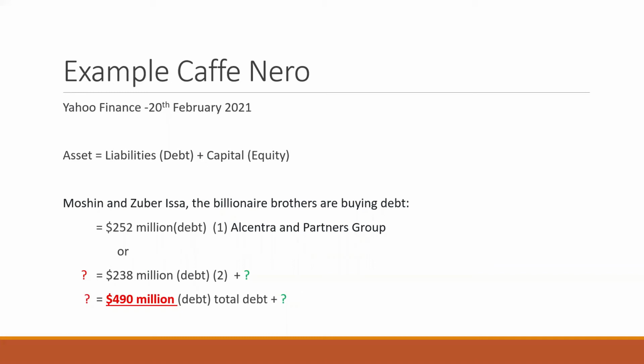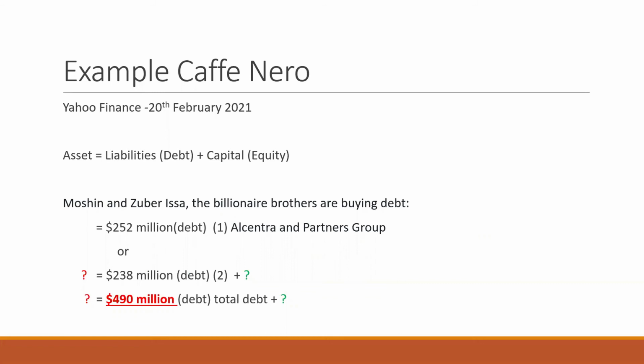So the other important bit of information here is that the remaining debt, which maybe is not due at the moment, but may be held by another company, is 238 million. So altogether, the aggregate debt here would be 490 million. Now, if this company were to have its debt bought by these brothers, Mohsin and Zuber Issa, they are going to have a situation where the equity side of it is not even material.